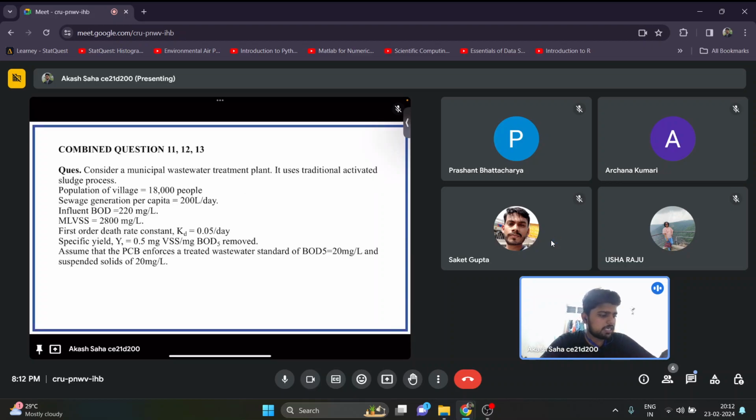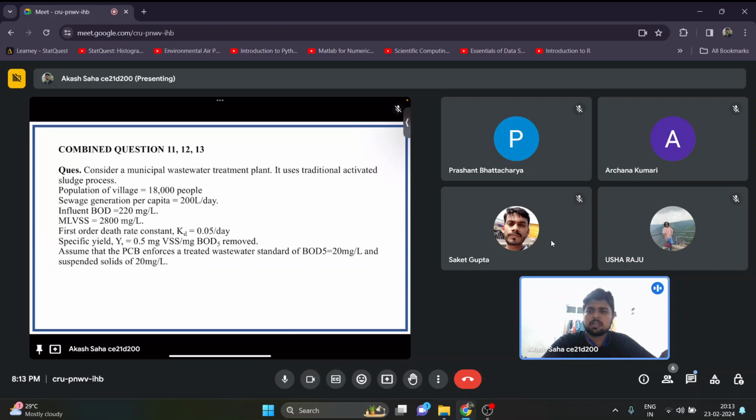Now next question. Again, it's a numerical type with combined equations. So please note down the parameters as I speak. We will see all the questions one by one. We have a municipal wastewater treatment plant. It uses the traditional activated sludge process. The population of the village is 18,000. The sewage generation per capita, or per person, is 200 liters per day.